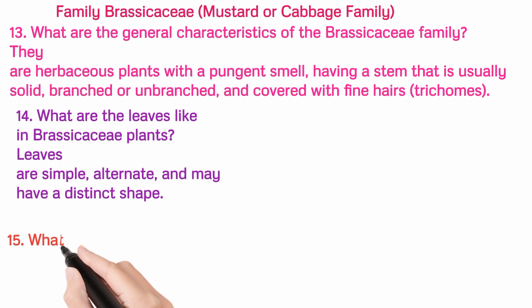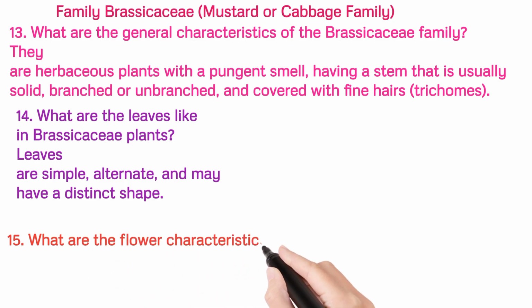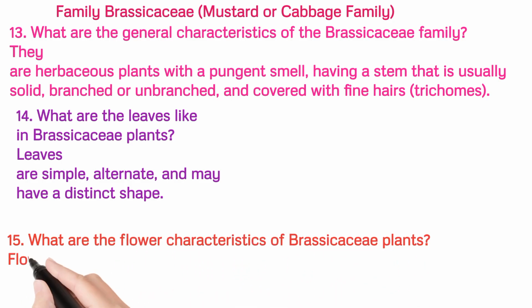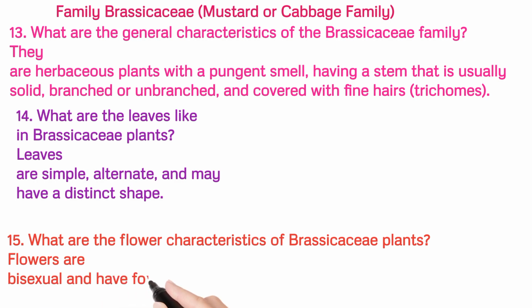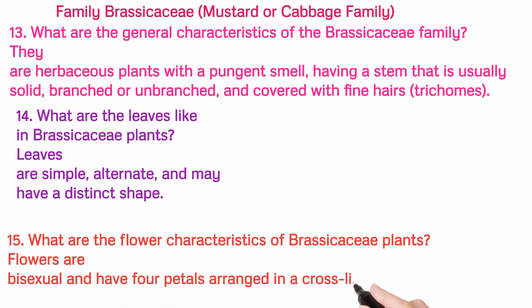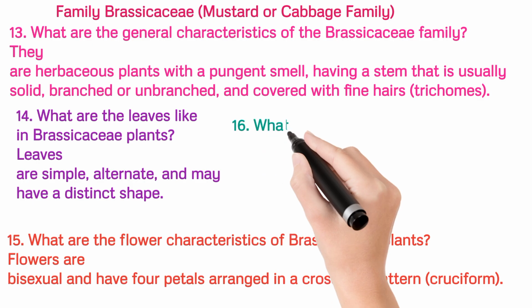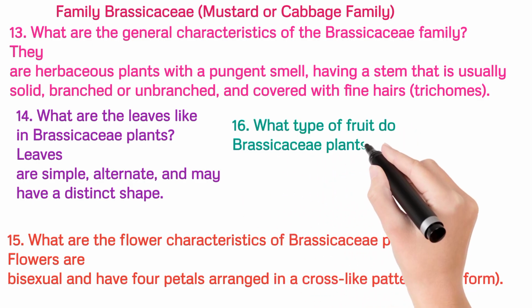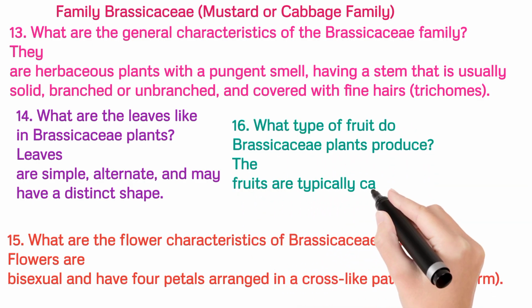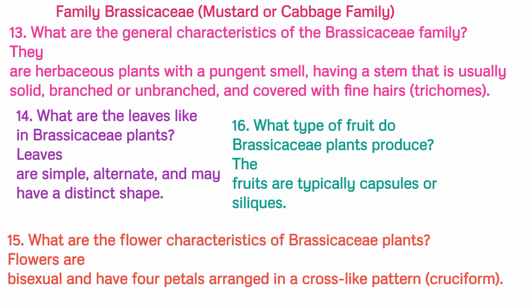15. What are the flower characteristics of Brassicaceae plants? Flowers are bisexual and have 4 petals arranged in a cross-like pattern, cruciform. 16. What type of fruit do Brassicaceae plants produce? The fruits are typically capsules or siliques.